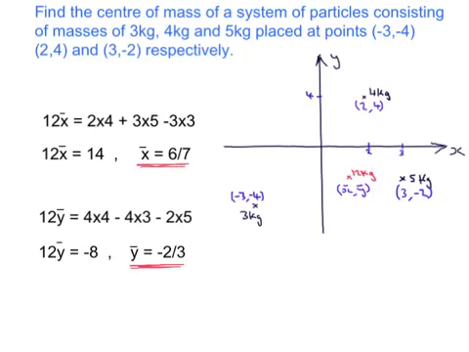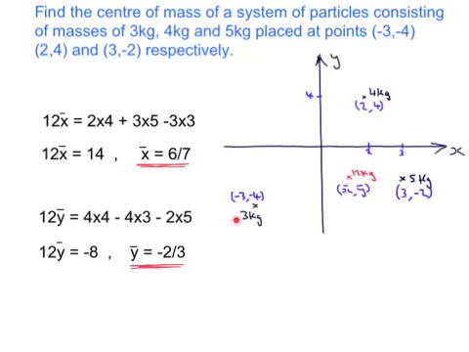Okay, the y bar one, we're doing exactly the same sort of thing. The distance here, y bar, times 12 is equal to, we've got the positive of this distance 4 times the mass of 4, minus, acting against it in the opposite direction, this distance of 4 times the mass of 3, and this distance here of minus 2 times the mass of 5. So this is positive and these two are negative.